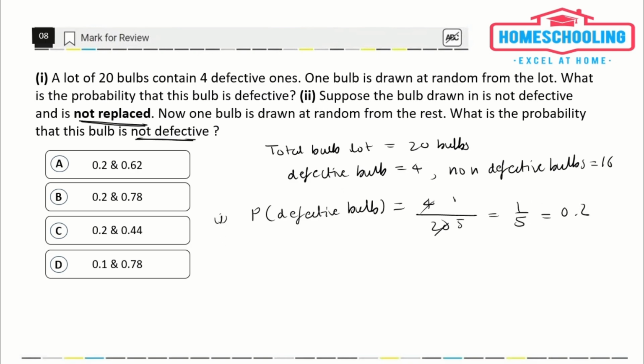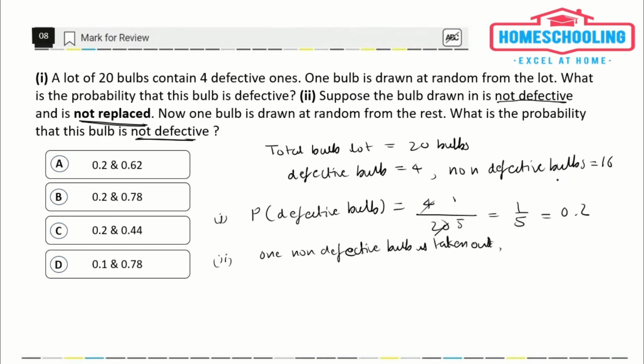Part 2 of the question says, suppose the bulb drawn is not defective and is not replaced. Now one bulb is drawn at random from the rest. What is the probability that this bulb is not defective? So now we were having a total of 20 bulbs, in which 4 were defective and non-defective bulbs were 16. So now in the second part, one non-defective bulb is taken out and it is not replaced. So it's a dependent event.